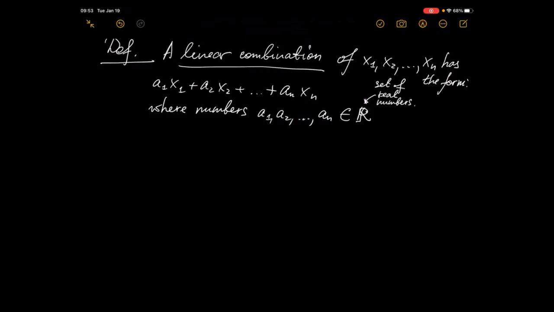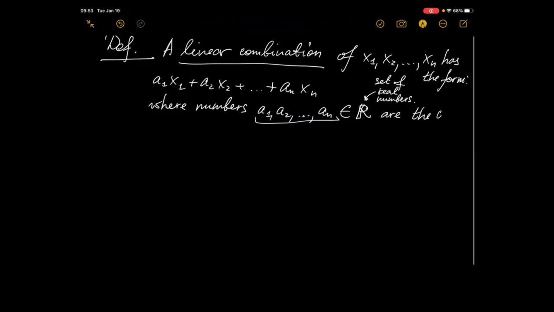Really, all the same can be formulated for complex numbers as well, and most of the results which we will formulate can be formulated for complex numbers with a slight adjustment. But in this course, I will concentrate most of the time on the real numbers. These numbers are called the combination coefficients.